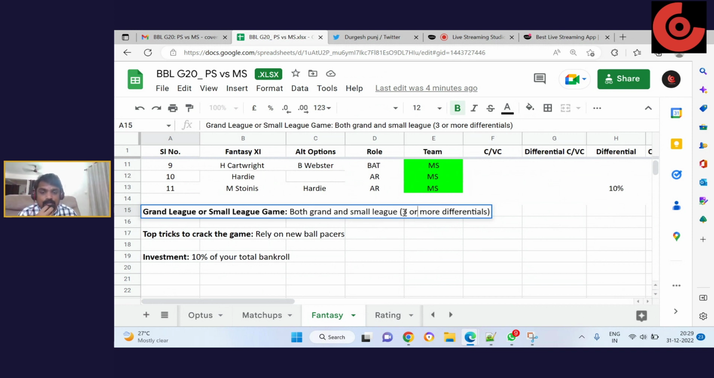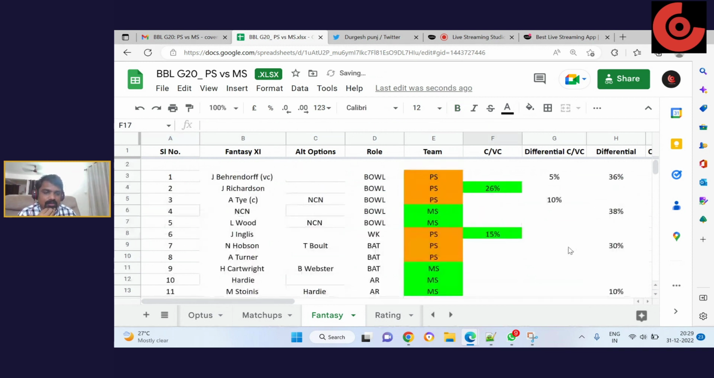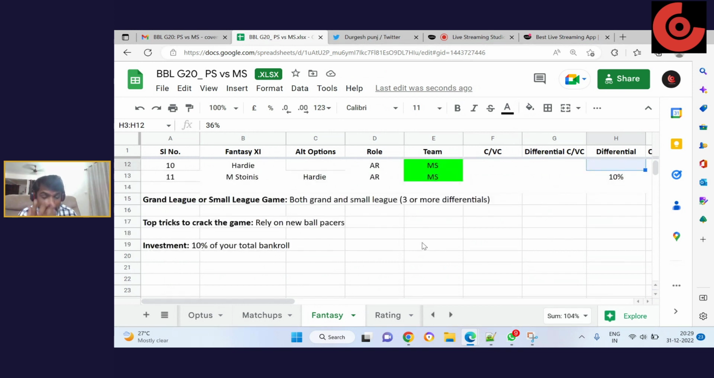But we are confident because there are three or more differentials in the team. For example, if you notice that there are four differentials. In this case, what we think is that even though our captain or vice captain flops, we still have enough value in these to take down these small leagues, and that's what happened that day. That's why people won so much.